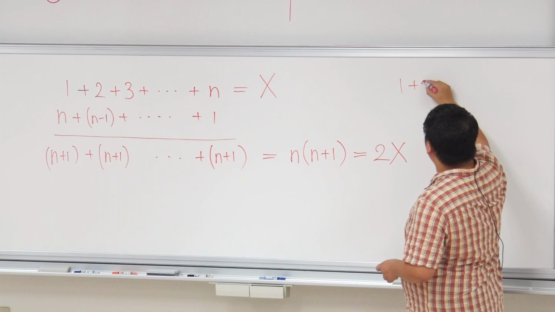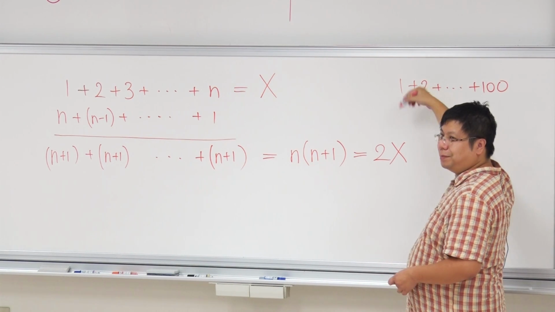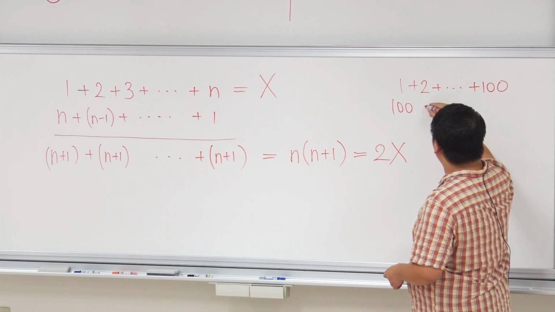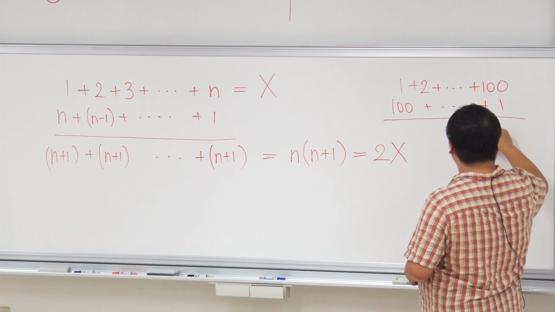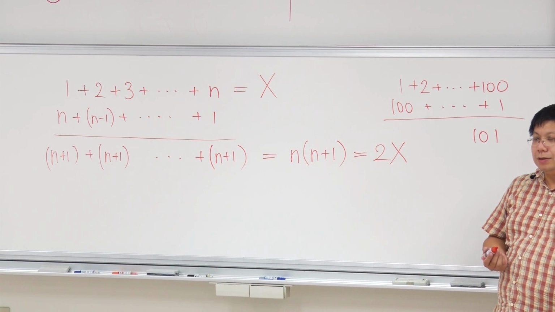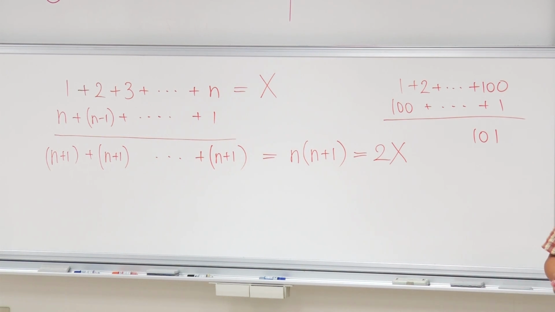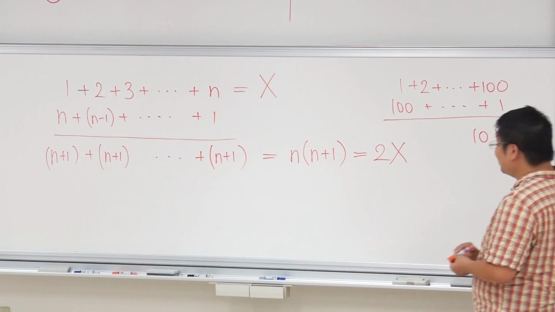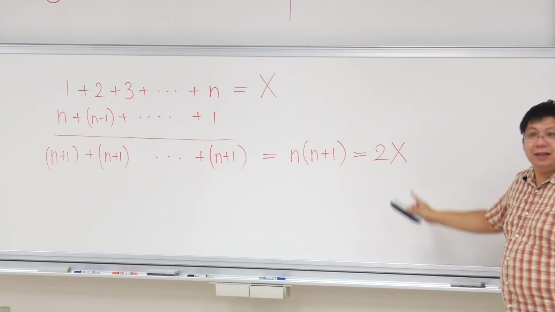So for 1 plus 2 plus 3 up to 100, if you do this in the opposite way, each term will be 101, and there are 100 terms. So you multiply by 100 and divide by 2, and you get 5050. This is how we can quickly compute this.